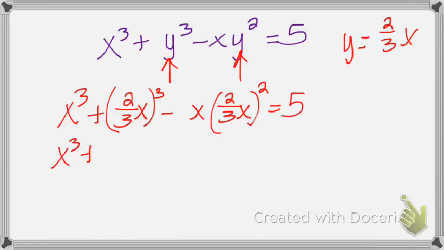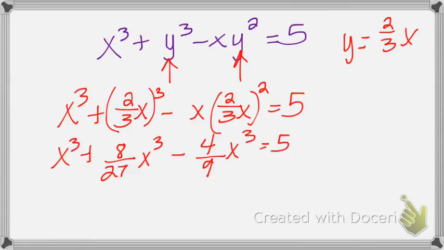So I'm going to cube the 2 and the 3. And then here I'm going to square everything. Square the 2, square the 3. X squared times x is x cubed equals 5. So then I'm going to just take the 1 plus 8 over 27 minus 4 over 9. I'll put that in the calculator because hopefully nothing like that would have to be done without a calculator. And I get 23 over 27 x to the third equals 5.